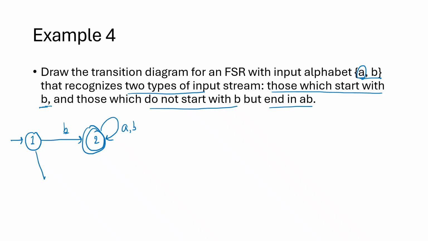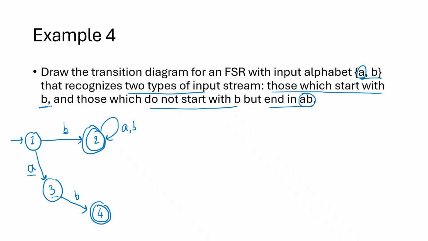Now, there is another possibility that your input starts with the letter A. So what do we do there? First of all, when we read A, we go to a different state, let's say state number 3, and this state means that our input started with an A. Now, if you think about the second type, the shortest string that ends with AB is AB itself. So if we are at 3 and we read a B, we go to a state, let's call it state number 4, and accept, if our input is just AB.